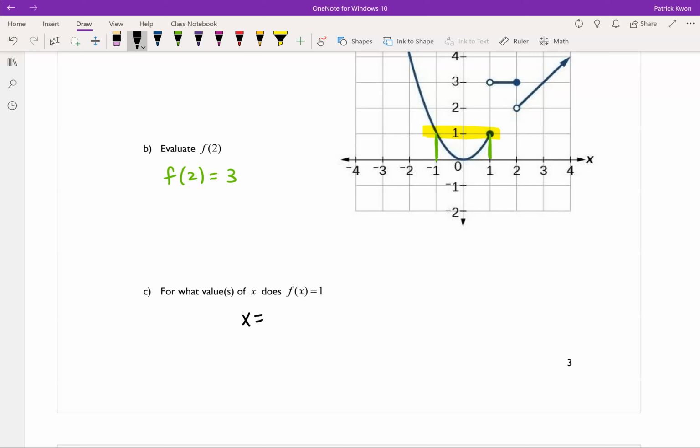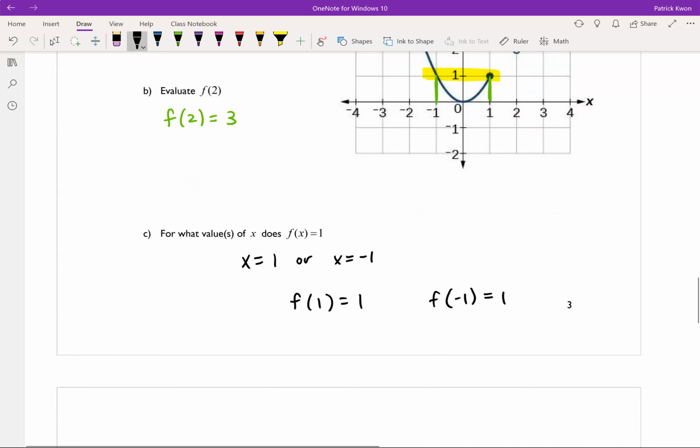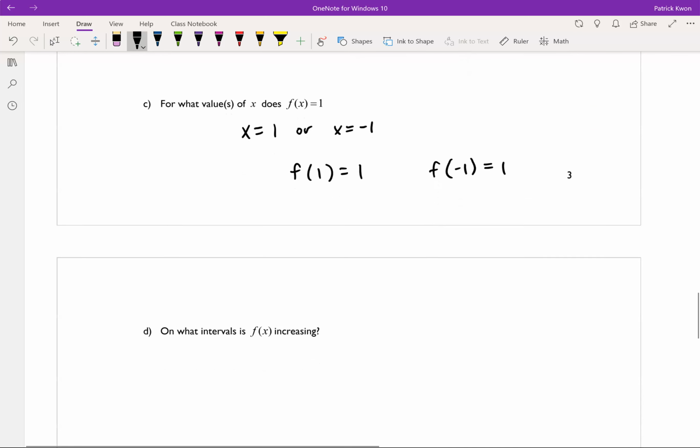We could say x equals 1 or x equals -1. And another way of writing that is we could say f of 1 is equal to 1, and then f of -1 is equal to 1. So either of those ways that you write is acceptable. So those are the answers for part C.